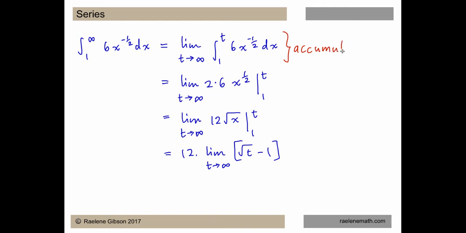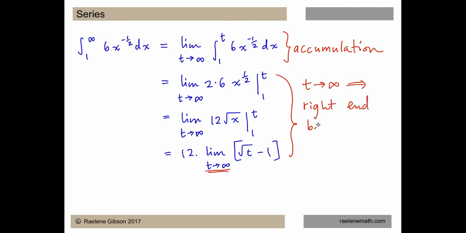But once we no longer have an integral, we are now thinking about a new function, and we're really looking at, for the limit as t approaches infinity, the right end behavior of a different function. And so this different function is no longer the 6 over square root of x function, but it's the 12 times the square root of t minus 1 function. And the only piece that really matters here is the square root of t looking like this increasing function. And so as t approaches infinity, the square root of t also approaches infinity, and we have that this limit is equal to infinity, therefore does not exist.